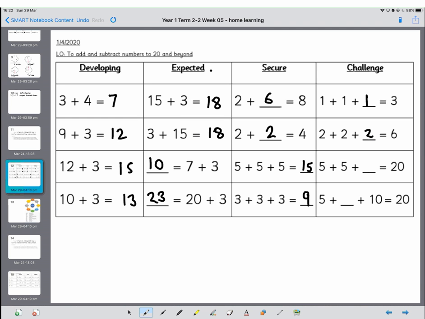Now this one's tricky. 5 plus 5 is 10. What do you need to add to 10 to get to 20? Oh, well done, Year 1. It's 10. And then the last one, you can actually use the commutative law, and you know that 5 plus 10 equals 20, because you're just mirroring what is written above. So how'd you do? I bet you did brilliant.